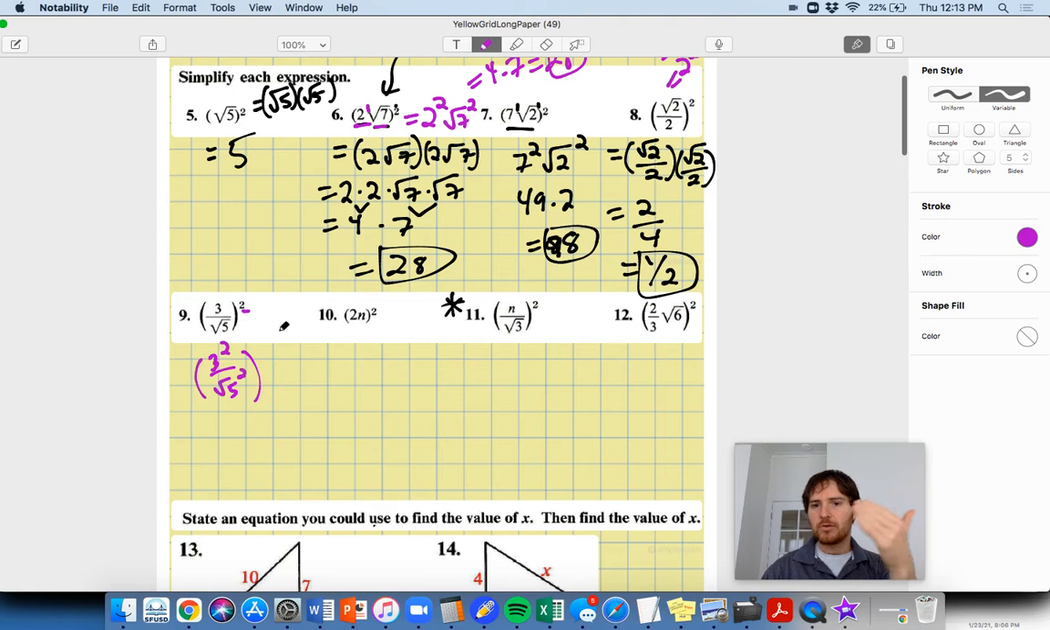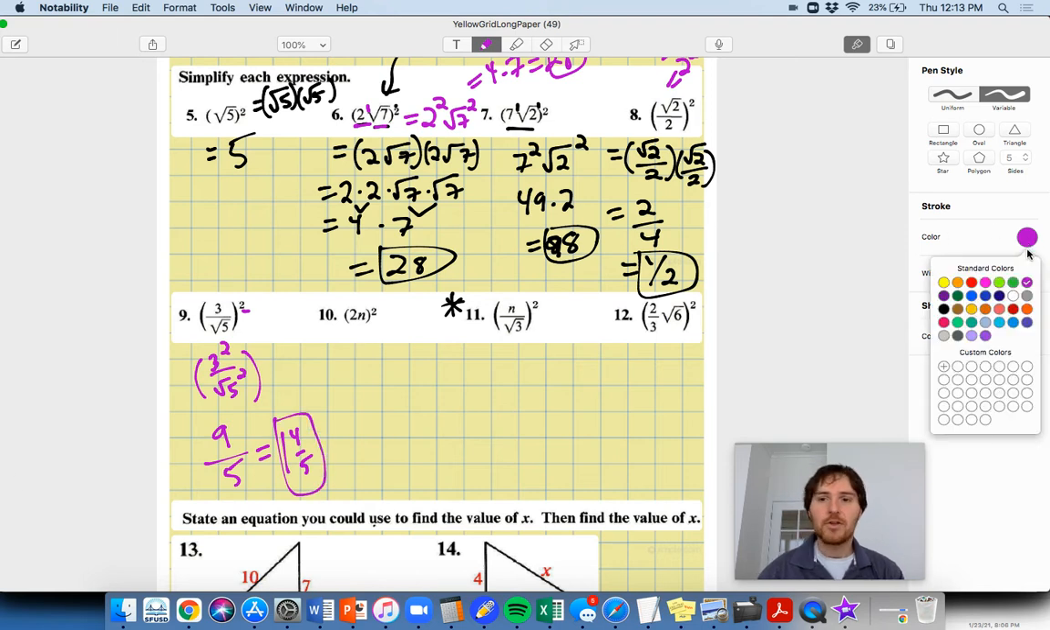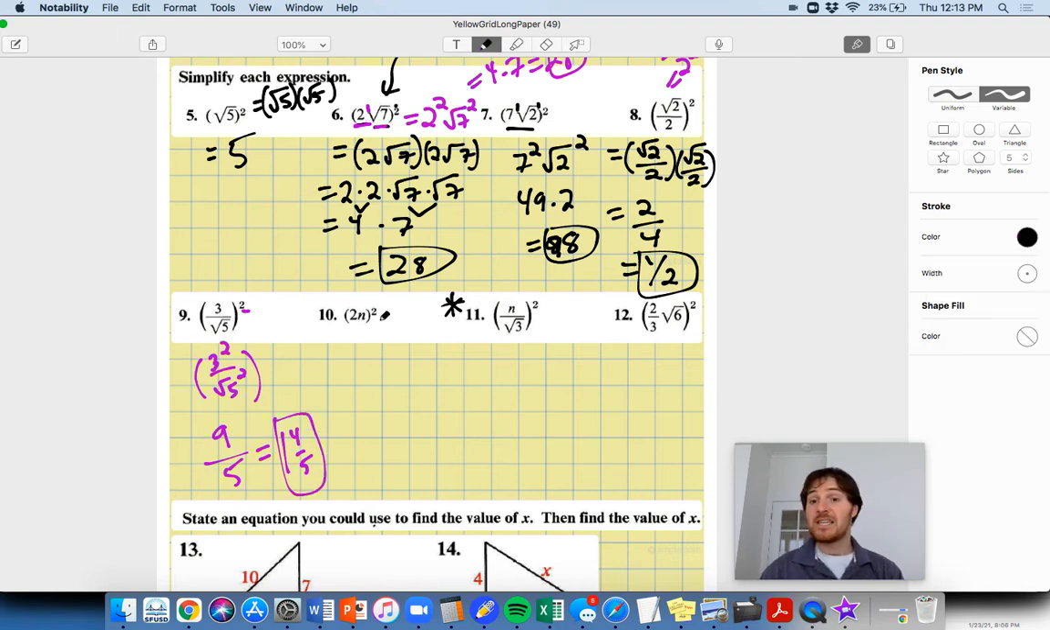Write the exponential expression in expanded form here. I can just do it like this. 3 squared is 9. Root 5 squared is just root 5. So I get 9 over 5, or 1 4/5. I don't know exactly how they have that in the answer key here in your answers here. Okay, let's keep on going.